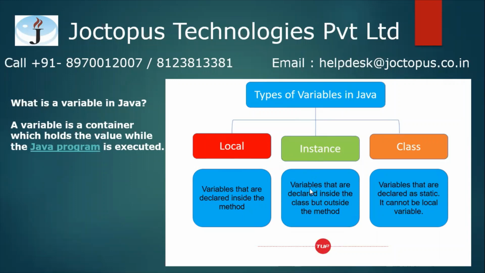Instance variables are those variables that are declared inside the class but outside of the method. Their scope is such that we can access these variables anywhere within the class, except in static methods. Those kinds of variables we call instance variables. So let's see one small example.